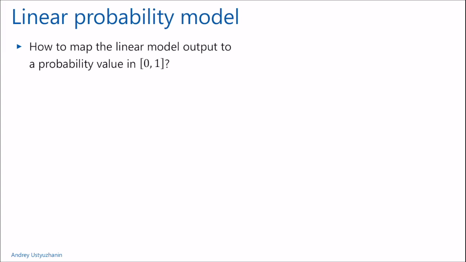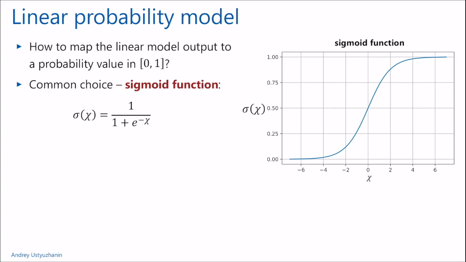So how do we map the output of our model that predicts values from -1 to 1 to a probability value in the range from 0 to 1? It's rather straightforward. If we have an arbitrary function, output of the function x, we can map it into interval 0, 1 using this sigmoid function.